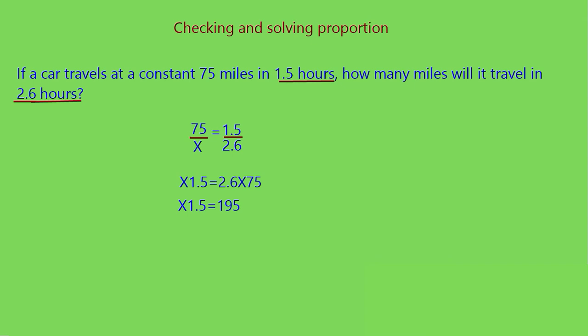We now are supposed to find x. X is a number, but we don't know what it is. Because the opposite of multiplying is dividing, we move the number that is being multiplied by the letter on the left-hand side, and divide the number the equation is equal to by it. 195 divided by 1.5 equals 130. So, that means the car can travel 130 miles in 2.6 hours.